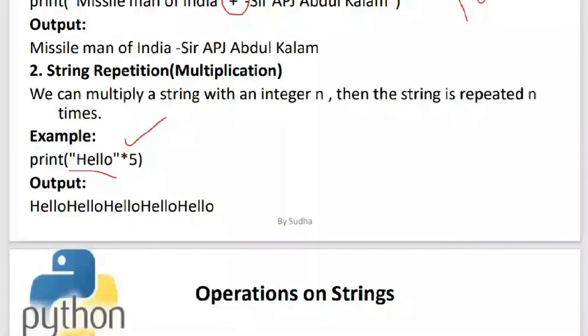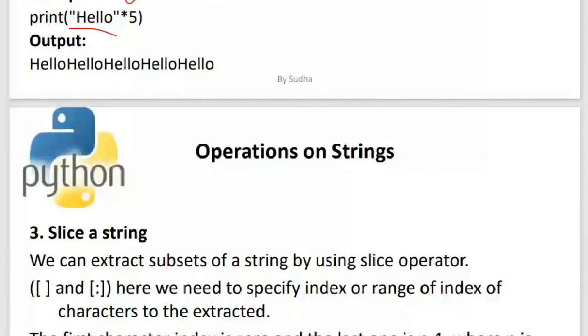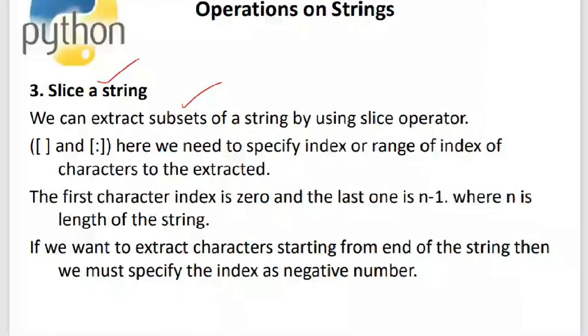Okay, so the next operation on the string is slicing a string. You can slice the string, or you can get subsets of the string by using this syntax. There is a square bracket here, and the beginning and the ending can be given separated by a colon over here, to specify the range. In case you want to specify the range, you'll be doing it with this particular syntax.